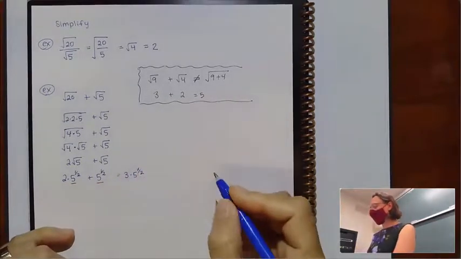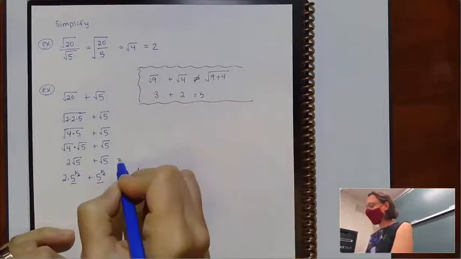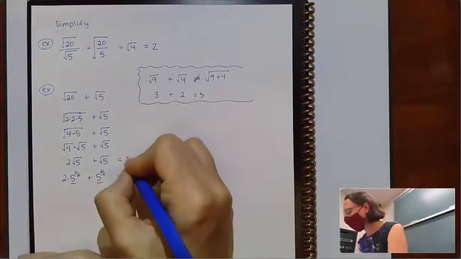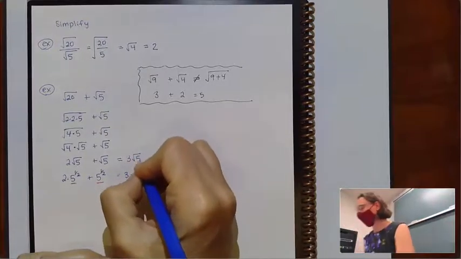Now, if you don't like the fraction exponents, that's totally fine. We could have done that on the previous step as well. When I've got a square root of 5, 2 of these square roots of 5 plus 1 more of the square roots of 5, I have a total of 3 square root 5.